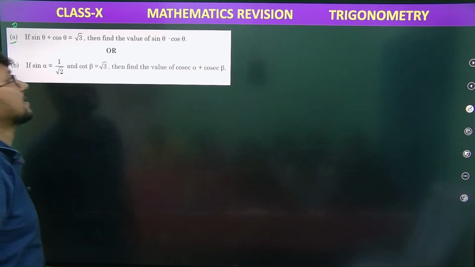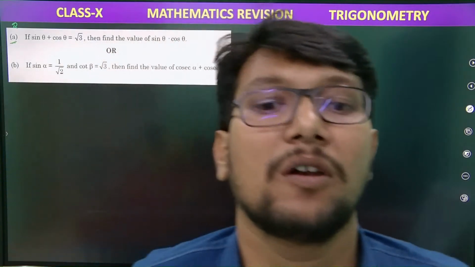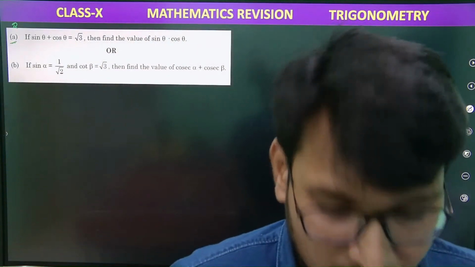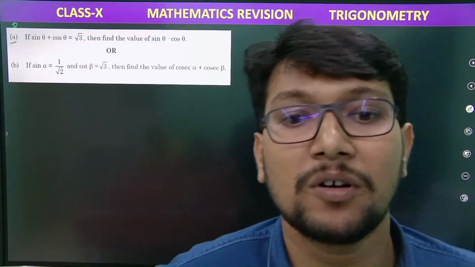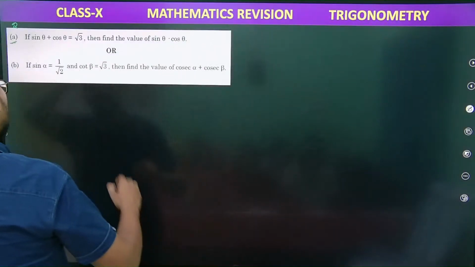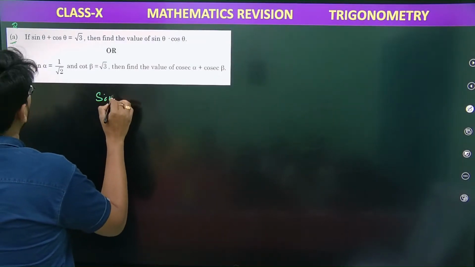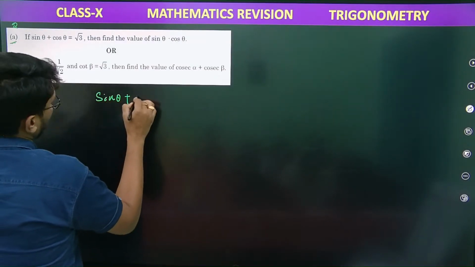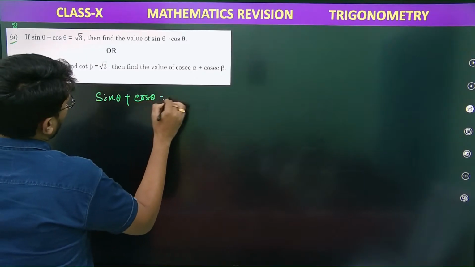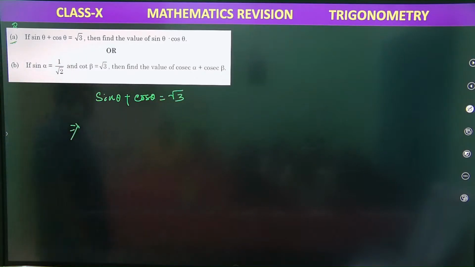Tell me, who can say? Whenever we get this type of root 3, what will we do? Bol. Very good. What will you do? Squaring on both sides. While squaring on both sides, we will get sine theta plus cos theta equals root 3, which implies how much?